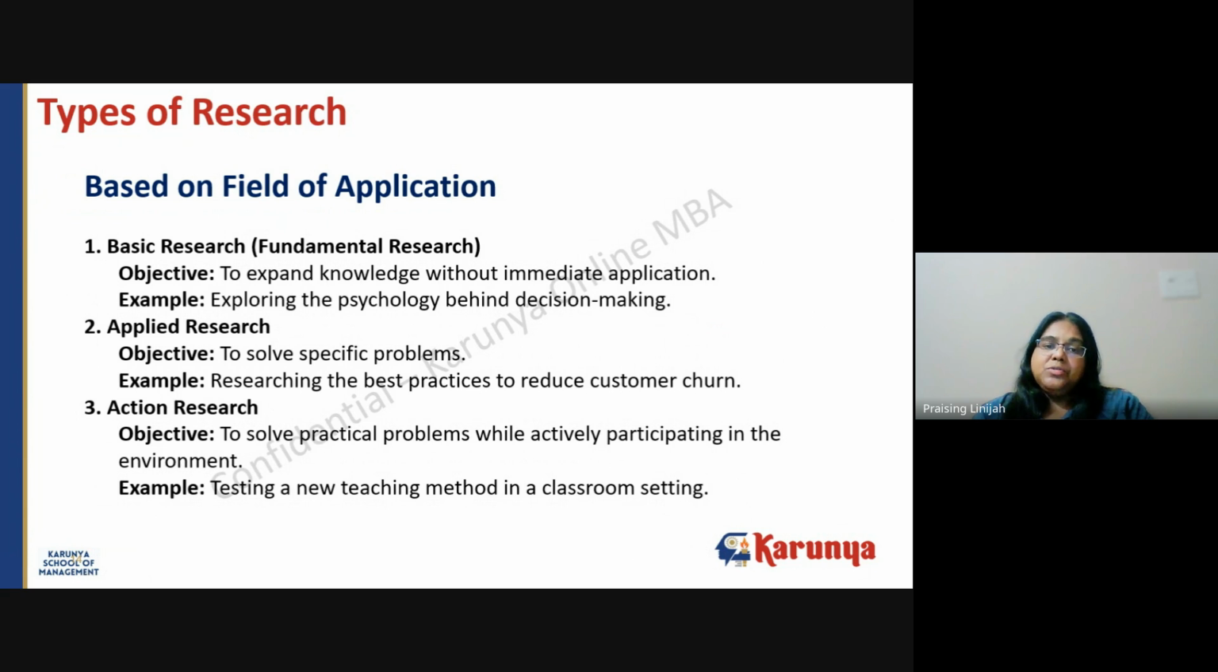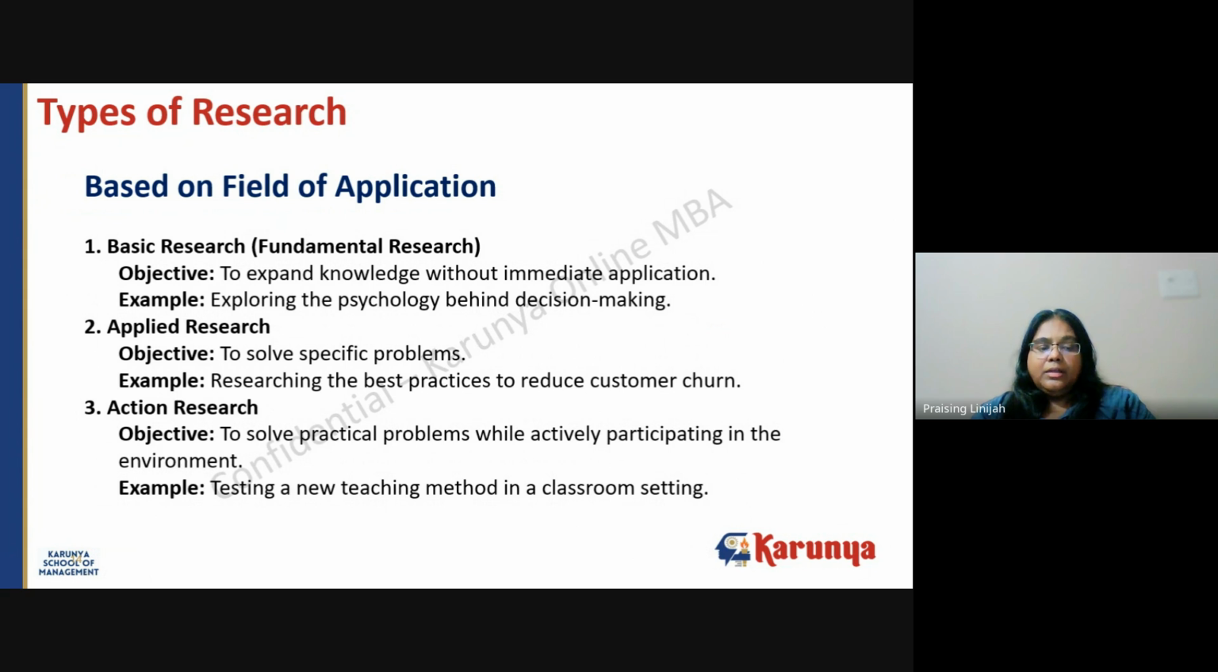Applied research aims to solve specific problems, for example, ways to reduce customer churn for a particular product or service. Then, action research is a hands-on approach where you participate actively, maybe testing a new teaching method in your classroom or a new product which has been launched. How does it perform in the market? That is action research, based on a hands-on approach.